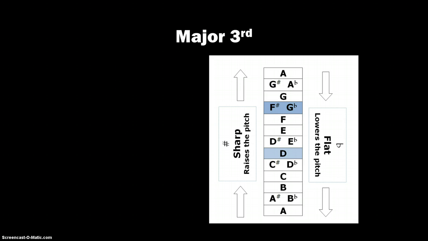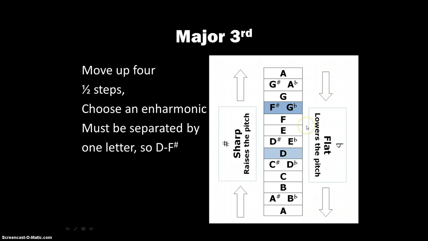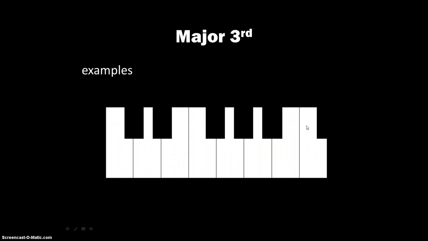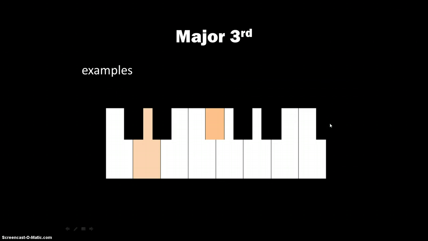If we were to start on D, we would have to move up 4 half steps again. 1, 2, 3, 4, F sharp or G. Which one are we going to pick? Well, we need to be separated by only one letter. That would be E. So we're going to have D to F sharp. Written on the piano keyboard, we have that.